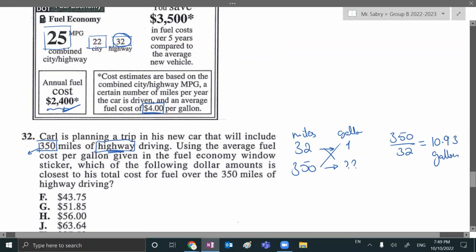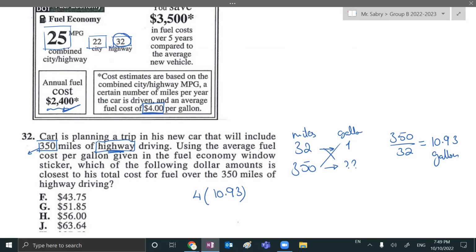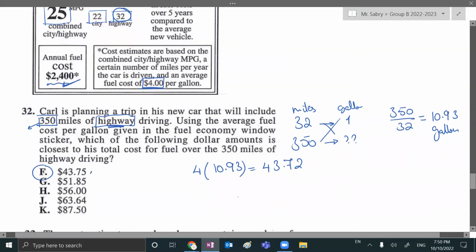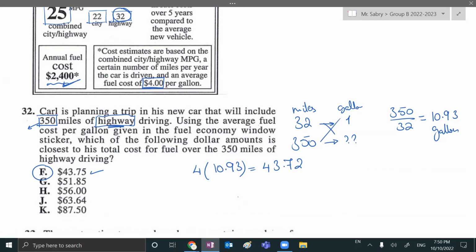Each gallon costs $4, so I need to multiply what I got times 4. That's all, to know the total cost of the gasoline, the fuel that I need. So 4 multiplied by 10.93, that's 43.72, and then the closest would be F, 43.75. Are we good on this one? Yes.